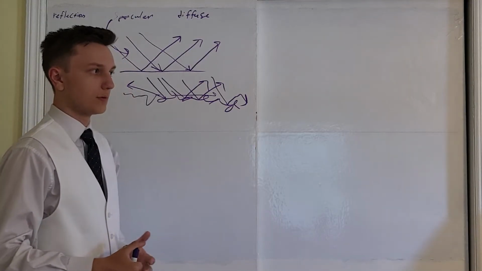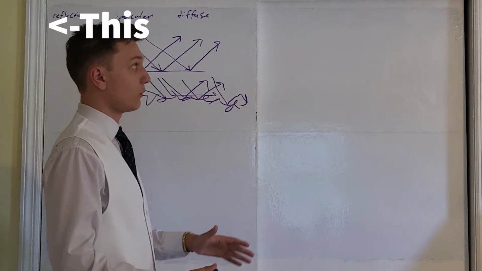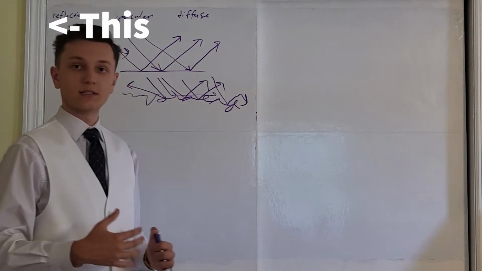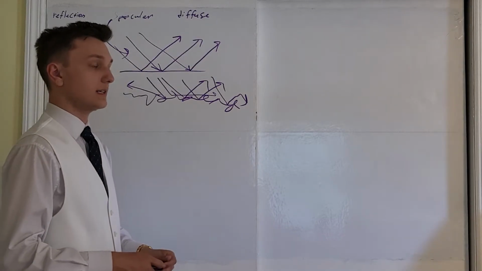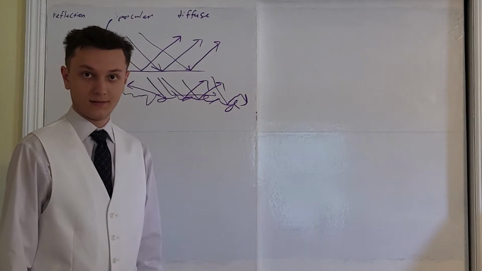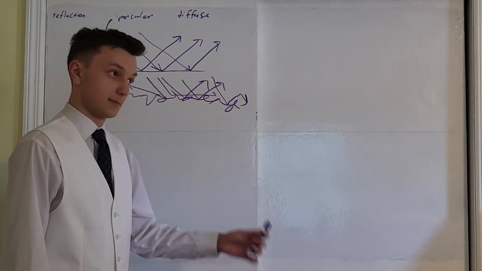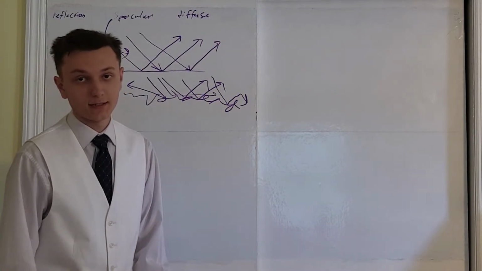So what's an example of diffuse reflection? The painted white wall around my whiteboard exhibits diffuse reflection. How do we know it exhibits diffuse reflection? Because in diffuse reflection, you can't see your reflection. That's the characteristic of it. In specular reflection, you can see your reflection. In diffuse reflection, you can't see your reflection.